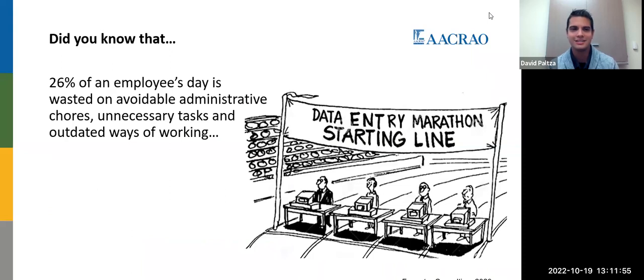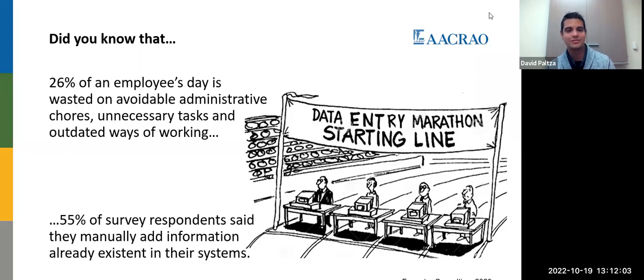26% of an employee's day is wasted on avoidable administrative chores, unnecessary tasks, and outdated ways of working. 55% of survey respondents said they manually add information already existent in their systems. So not only are they doing chores that are outdated and unnecessary, they're actually doing it again. It was already done and they're doing it again.